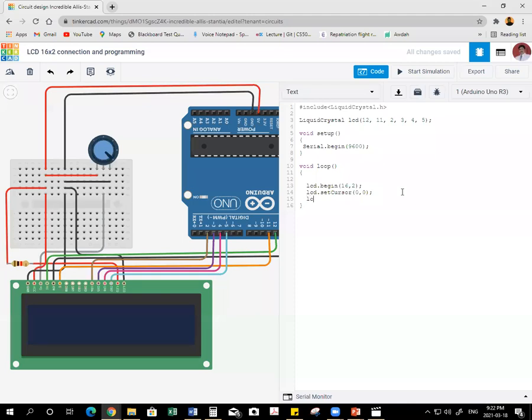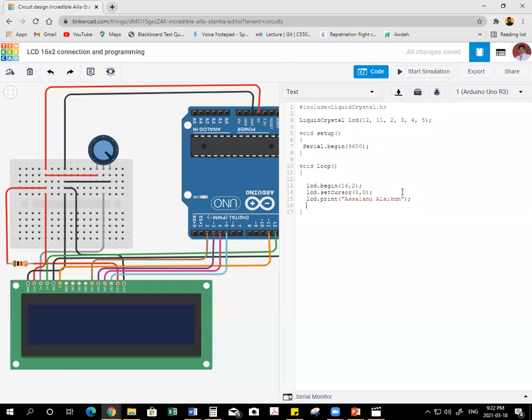lcd dot print. In the LCD we are printing, lcd dot print. I print Assalamu alaikum. It should be in double quotes. Whatever is in the double quotes, it will print on the LCD. Now, this is in the first line, that is 0, 0.